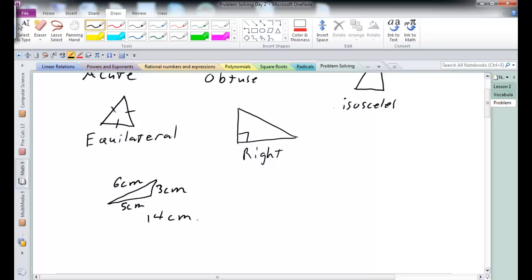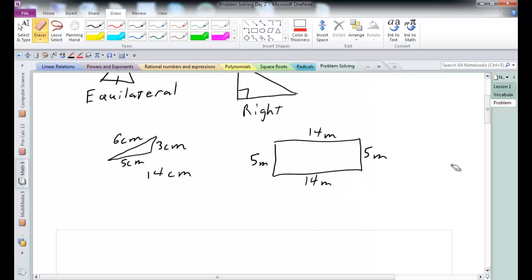But of course, we're going to have some word problems that make it a little bit harder. Since a rectangle has 2 pairs of equal sides, something like this, let's go 14 meters, 14 meters, 5 meters, 5 meters. You can add the length and the width and multiply by 2. In this case, 14 plus 5 is 19 meters. Multiply that by 2 and we get 38 meters for the perimeter of this rectangle.